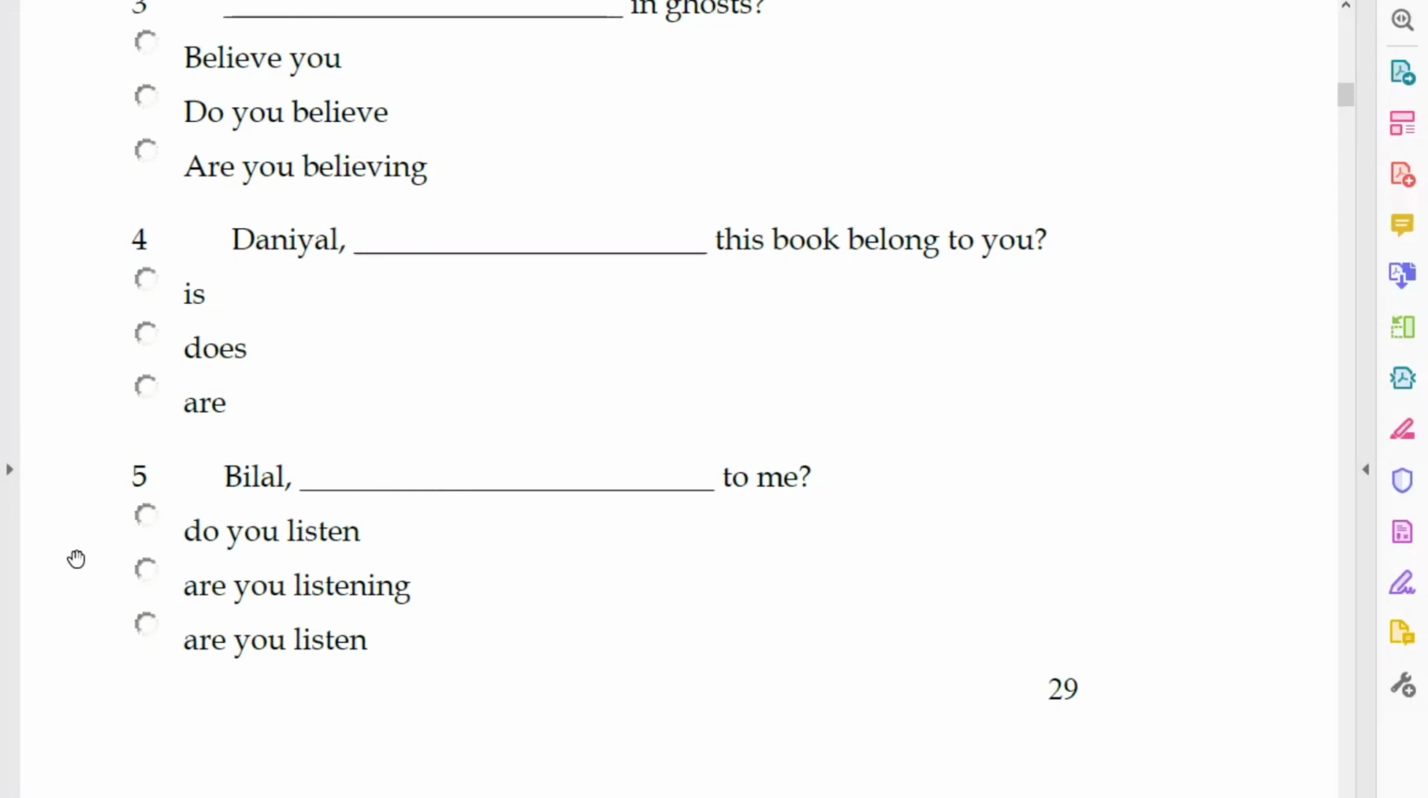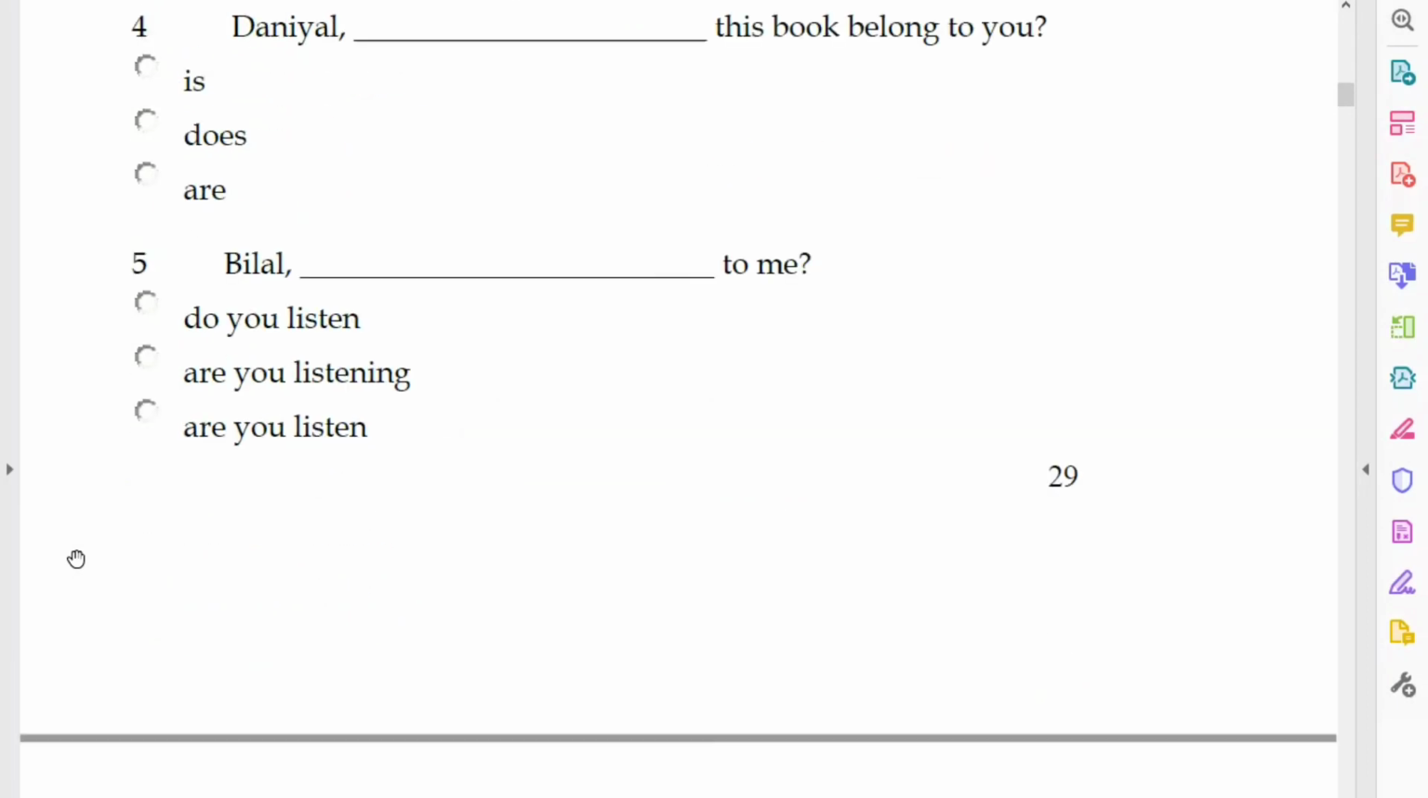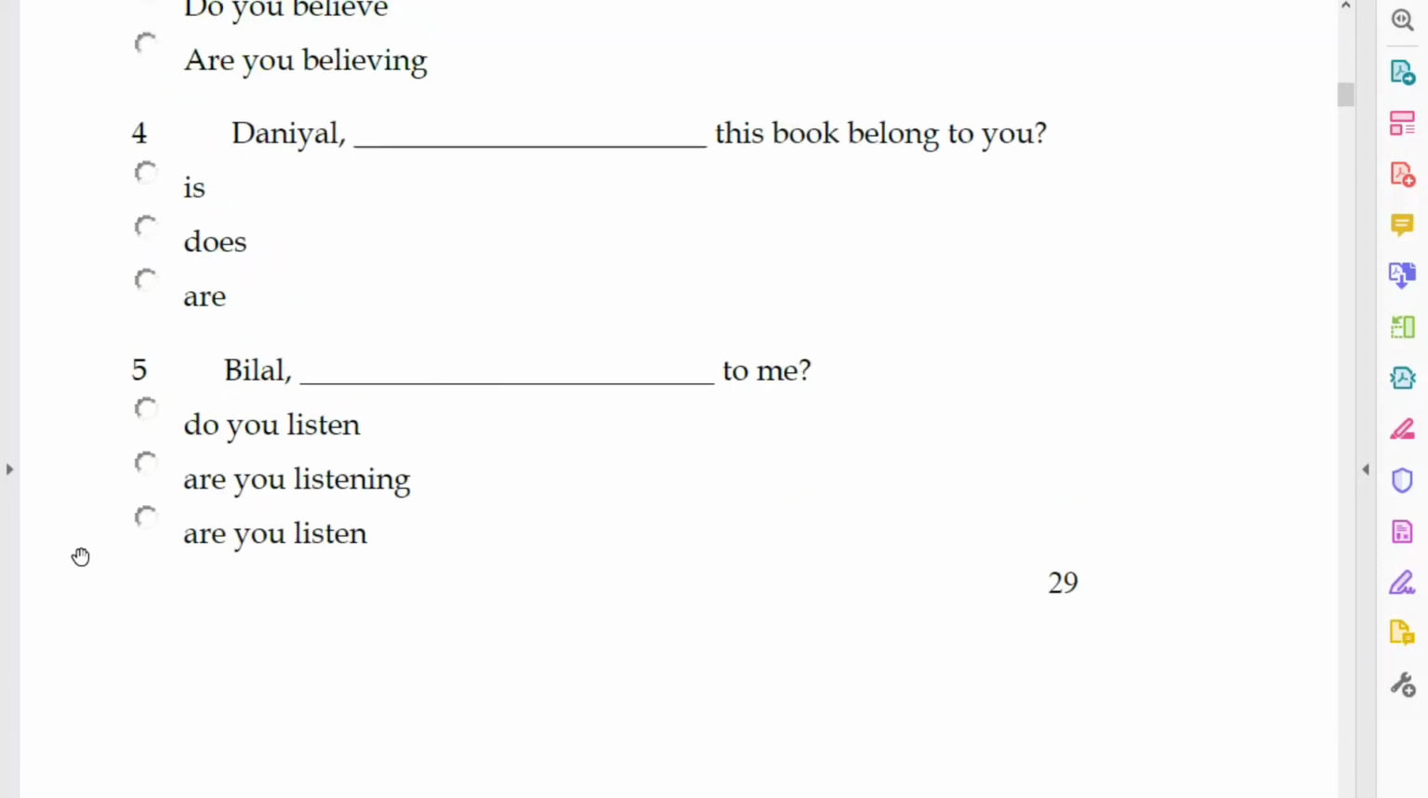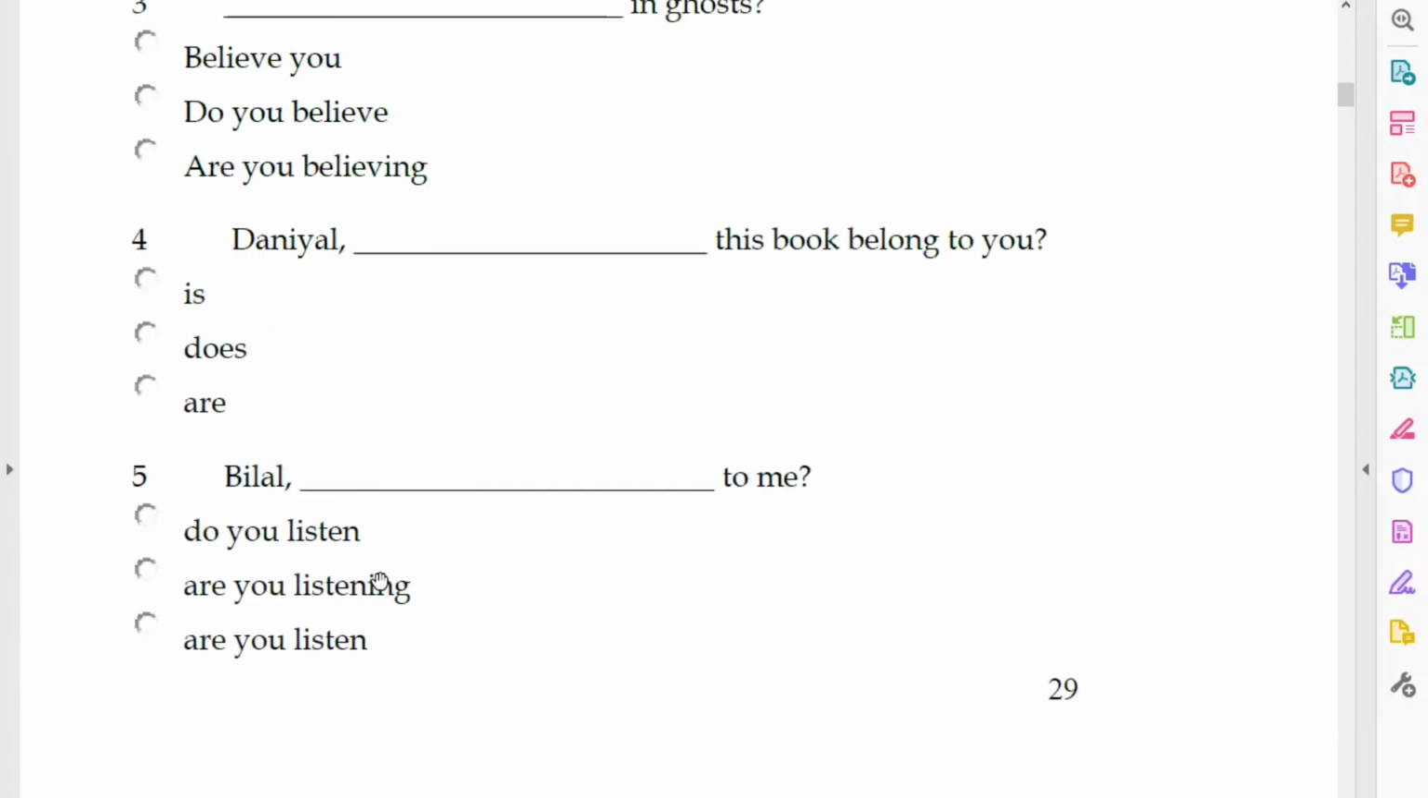Daniel, does this book belong to you? Or does this book belongs to you? Then Bilal, are you listening to me? Right? So, are you listening shows the present continuous tense. So, this is how you can go about the rest of the exercise.